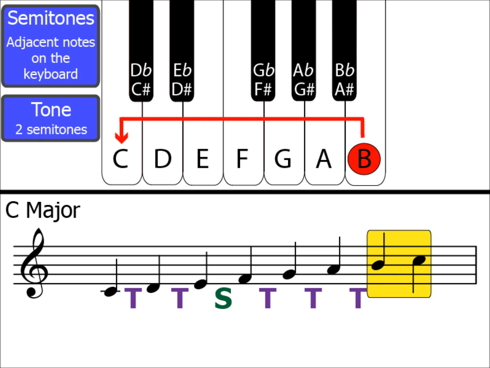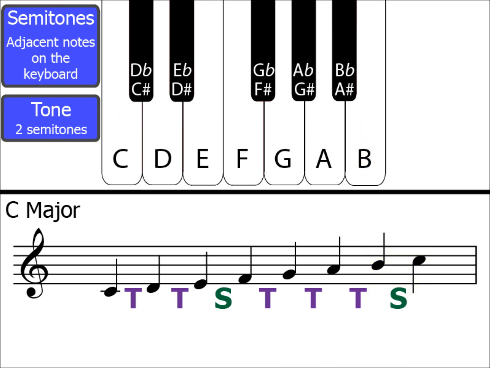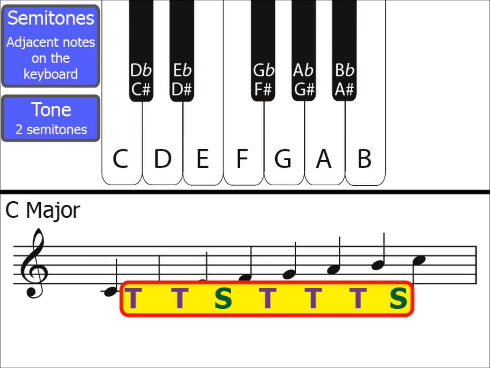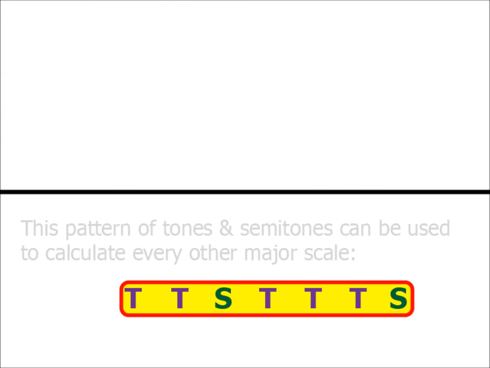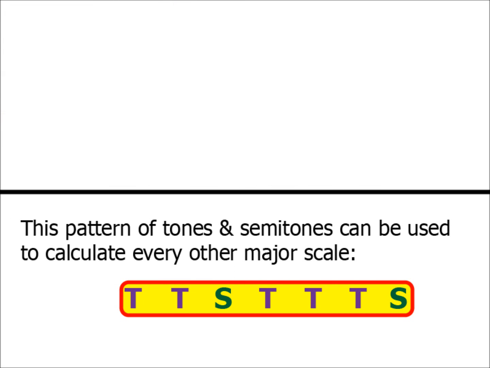Finally, B to C. B is at the very end of our piano, so we loop back around to the beginning. There's no black note between B and C, so we can say that the distance apart is a semitone. The letter S completes our list of distances between the notes in a C major scale. Now, this is a very important order of tones and semitones. What you've just worked out is the pattern or formula for every other major scale you will ever come across.